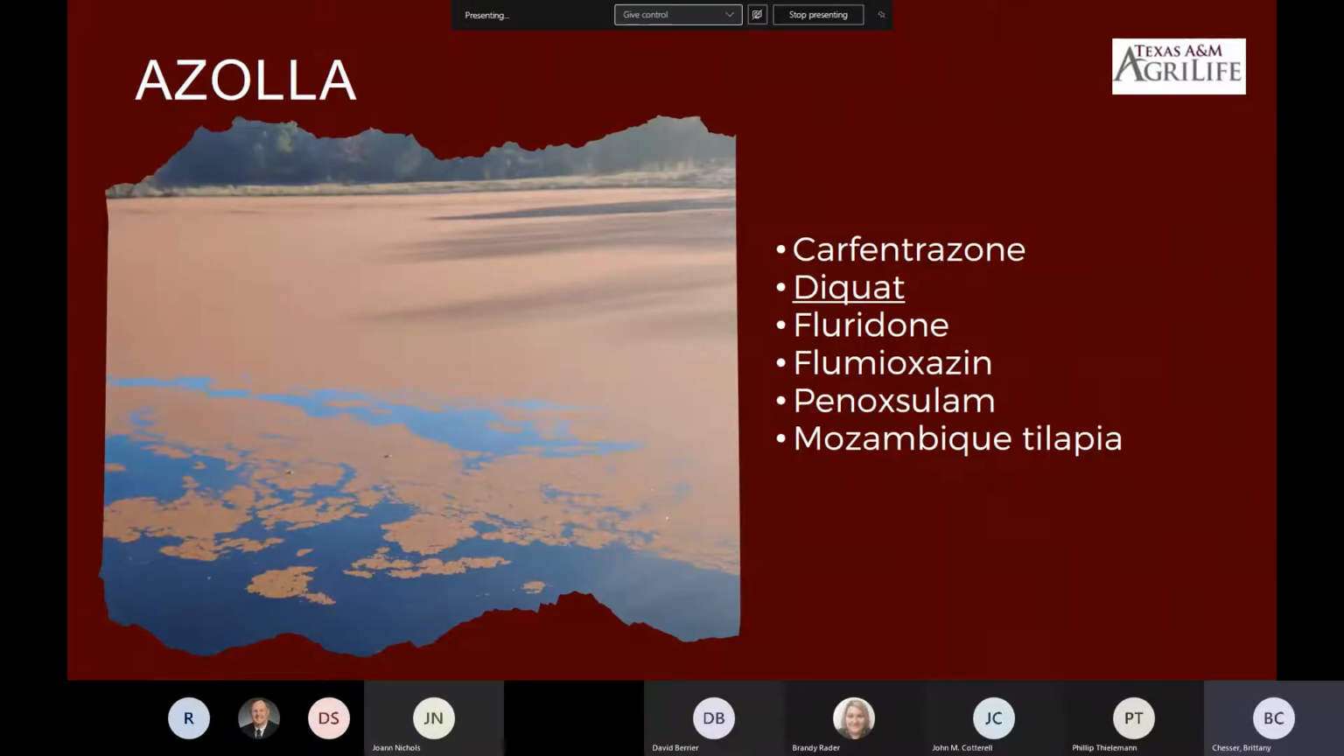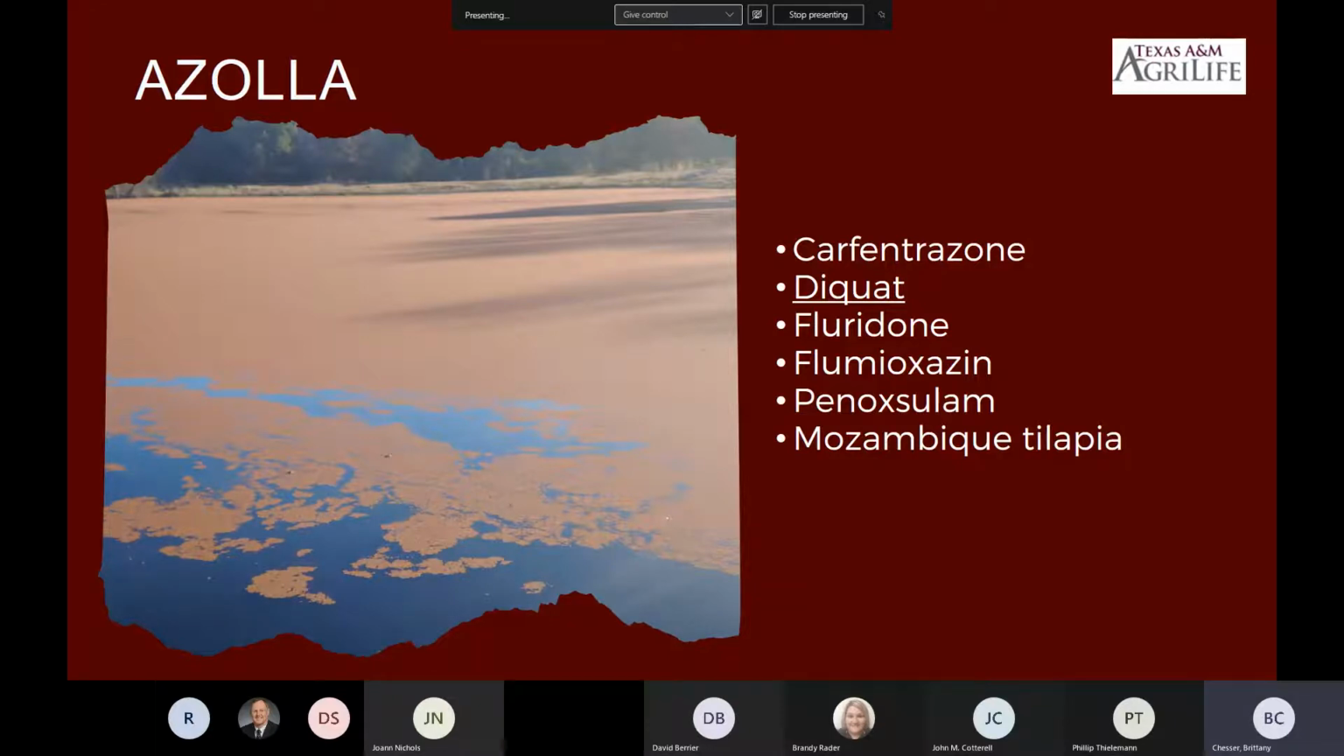So for azolla, Mozambique tilapia are very effective in terms of a biological control. They love azolla. It's very high in protein. It's one of their number one things that they like to eat. In terms of herbicides, Fluridone and Diquat are very effective contact herbicides. Diquat, again, is your cheapest option, and it controls azolla very effectively. Studies out of the University of Florida show that with just one application, it's over 93% kill rate.